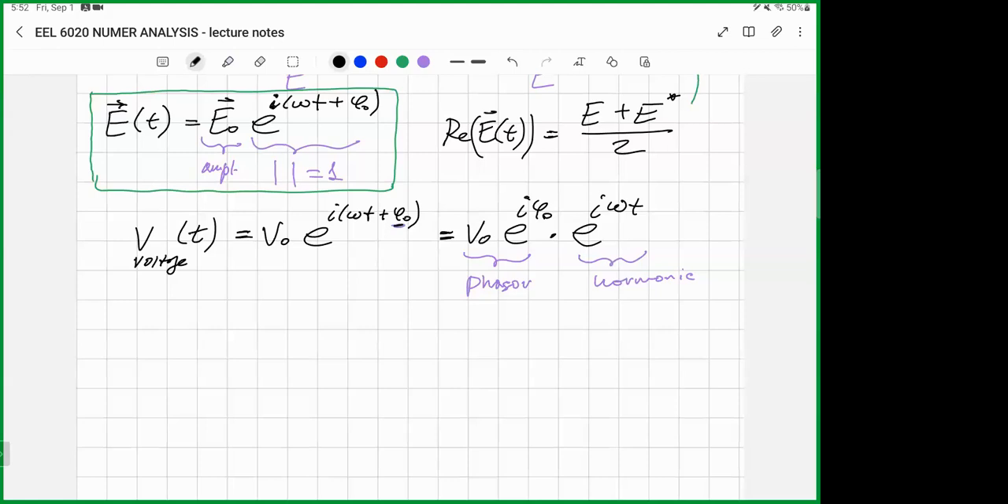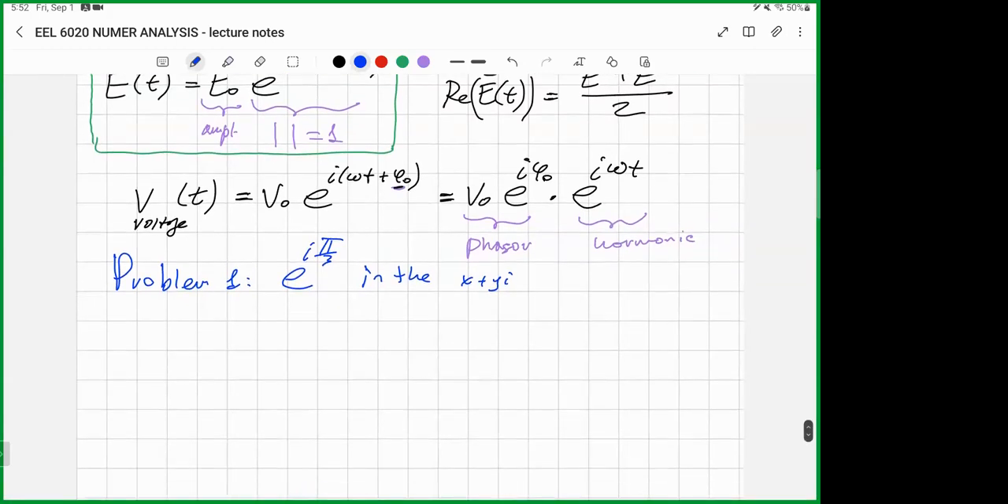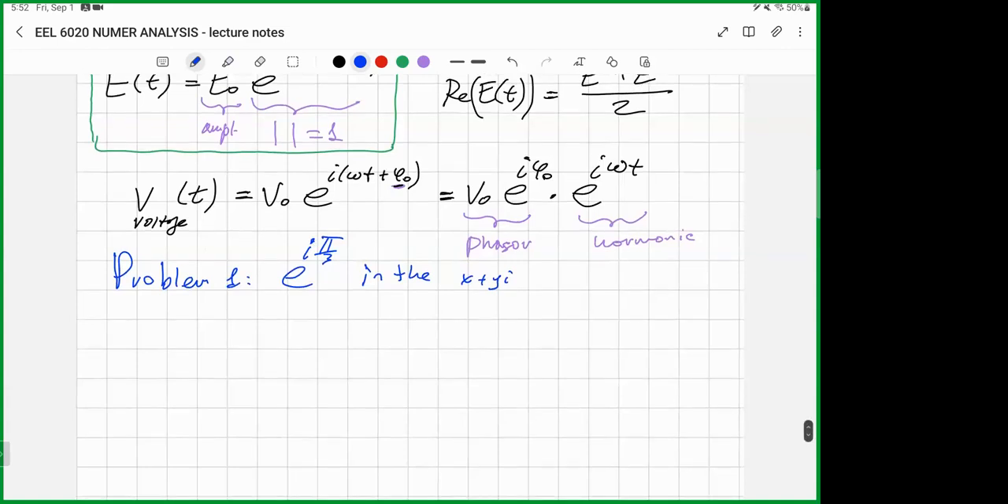So now let's consider a couple of problems. So the first problem. Let's express e to the power of I pi over 3 in the xy representation. So basically convert this e to the power of I pi over 3 to the xy representation.